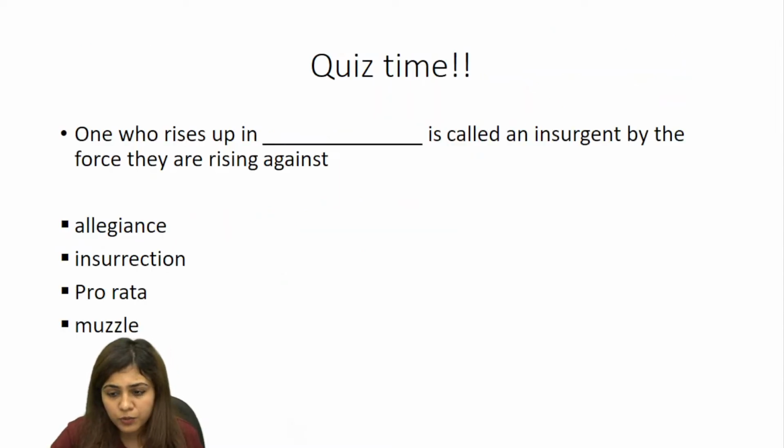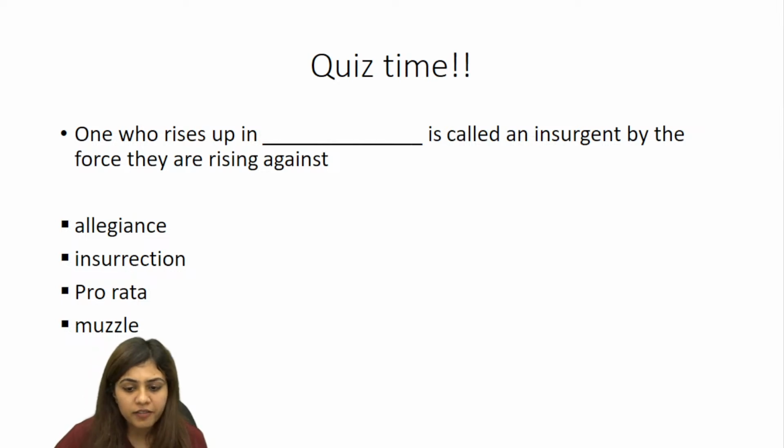And now coming to the quiz. I hope you are ready. So मुझे बताओ, one who rises up in dash is called an insurgent. I have given you the hint. The first one is very simple, by the way. By the force they are rising against. One who rises up in dash is called an insurgent. By the force they are rising against. What should be the answer?